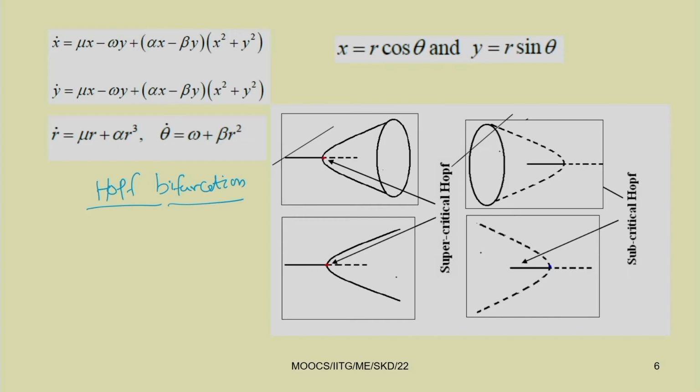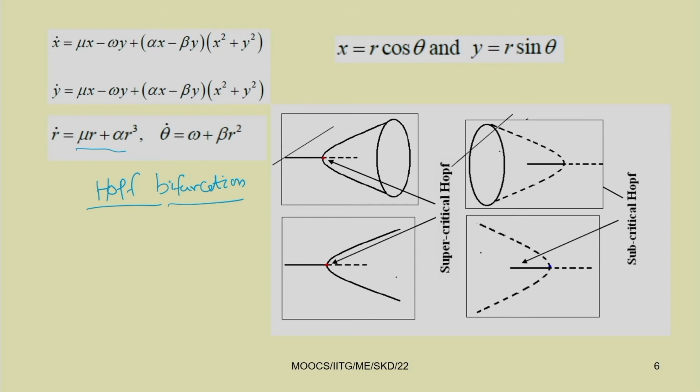By taking x equal to r cos theta and y equal to r sin theta, these two equations can be conveniently reduced to a much simpler form, which is r dot equal to mu r plus alpha r cube, and theta dot equal to omega plus beta r square. If I put r dot and theta dot equal to 0, I can take r common here. So it will be r into (mu plus alpha r square). r equal to 0 is a solution also, and r equal to 0 is the trivial state.